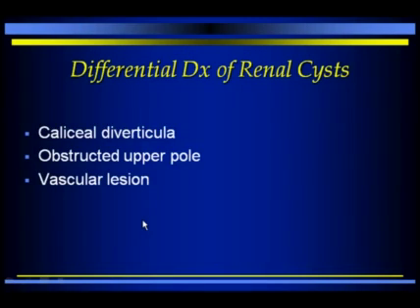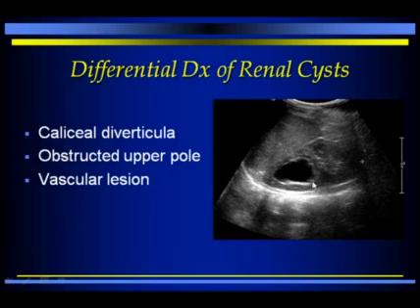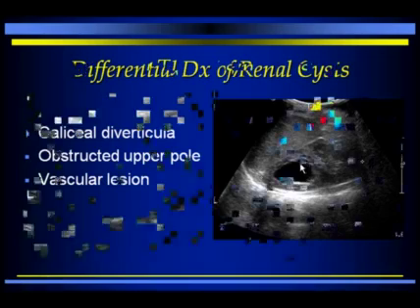Now, the differential diagnosis of renal cysts, well, we talked about peripelvic cysts, we talked about hydronephrosis. How about calyceal diverticula? So here we can see a dilated fluid-filled structure in the upper pole of the kidney. This, in fact, is just an obstructed upper pole, and that can also mimic a renal cyst. So you have to think about that.